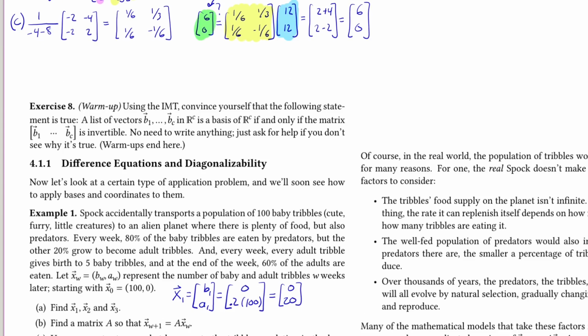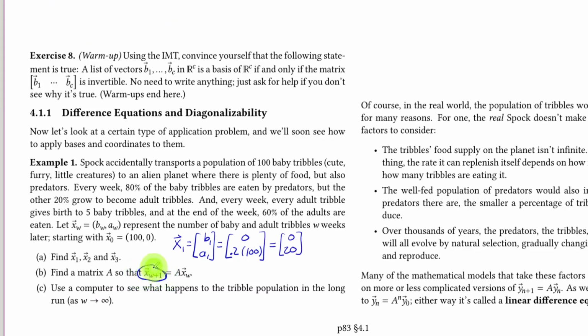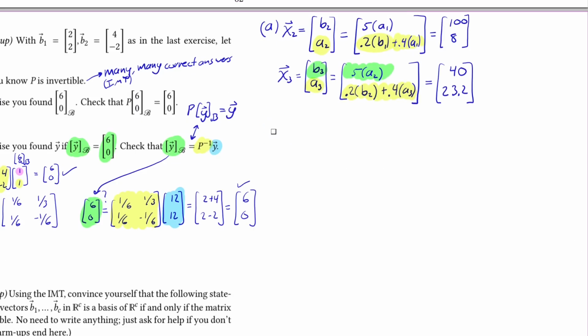Let's look at part B. We want to find a matrix A so that the vector that tells you how many adults and babies there are 1 week later is A times the previous vector. Well, to do that, let's see what we did here. To get x3, can we think of this as a matrix times the previous week's result? So that would be B2, A2. So what would go in these numbers here to make this work?